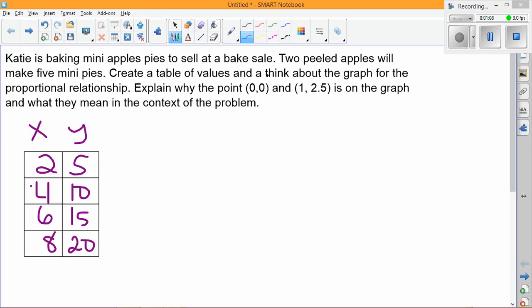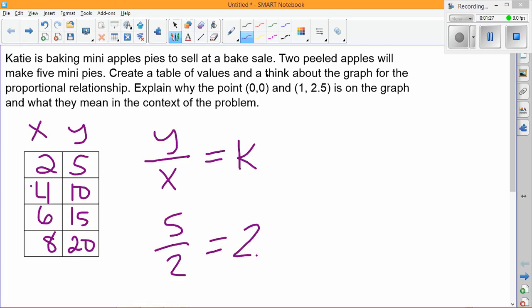Now, we've been working on finding the unit rate, or the constant, same thing. I'm going to let K stand for constant. That's my unit rate. It's going to be y divided by x. So if I have 5 divided by 2, it's going to give me 2.5. Notice that's the point that they have on the graph.